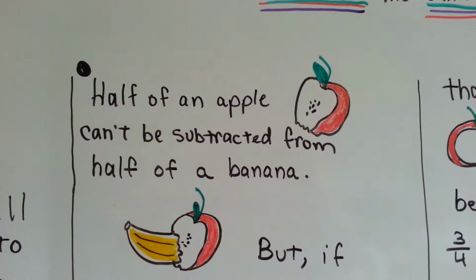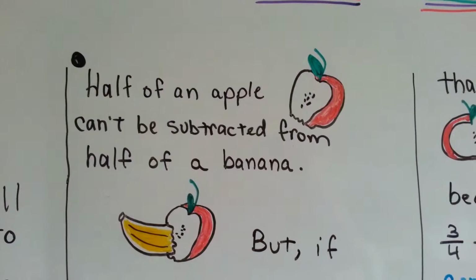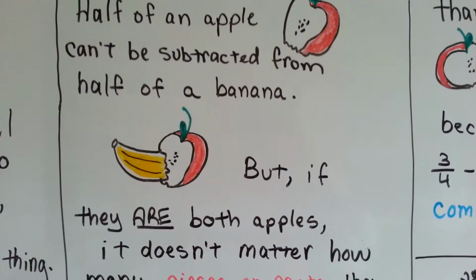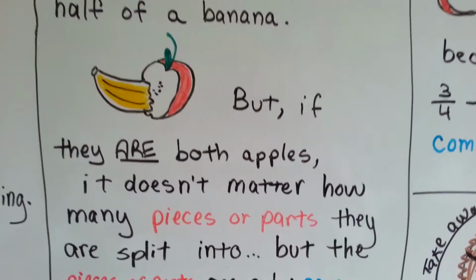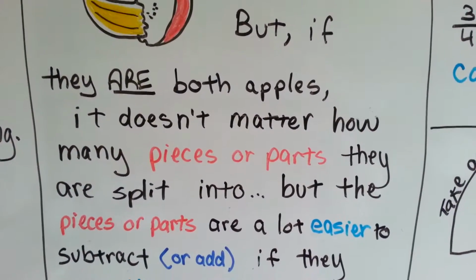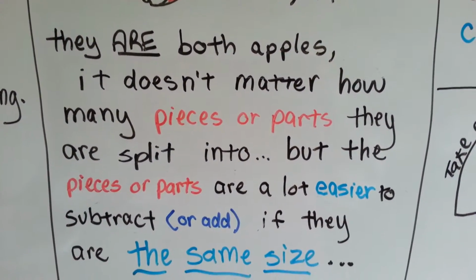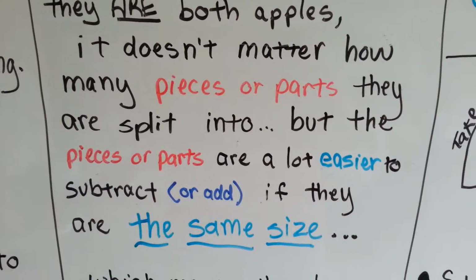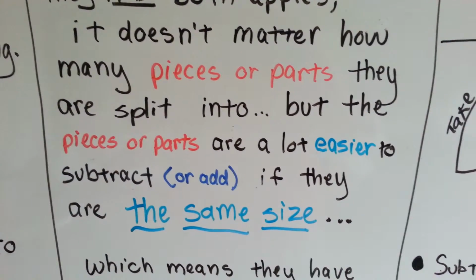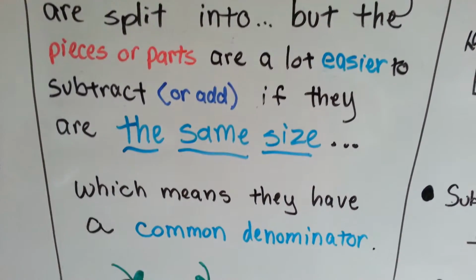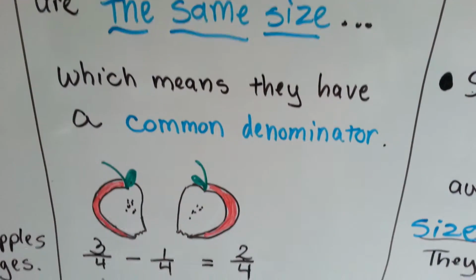Half of an apple can't be subtracted from half of a banana, right? But if they are both apples, it doesn't matter how many pieces or parts they are split into. But the pieces or parts are a lot easier to subtract or add if they are the same size, which means they have a common denominator.